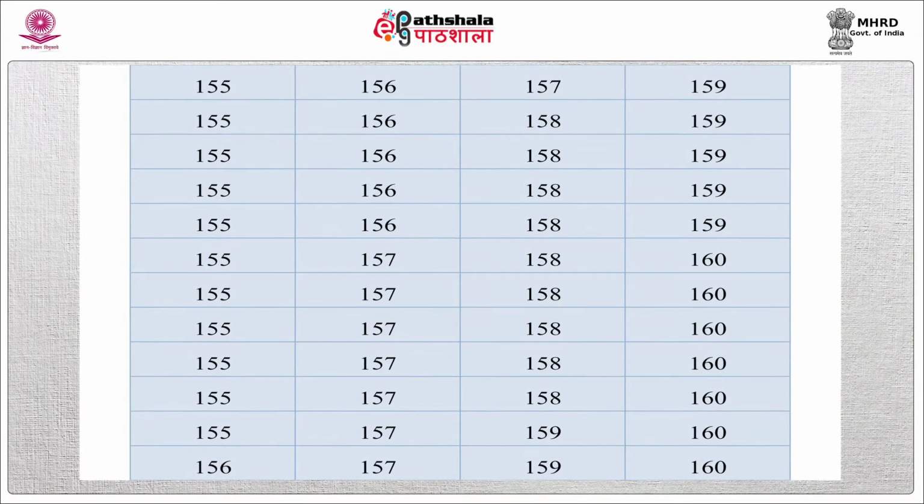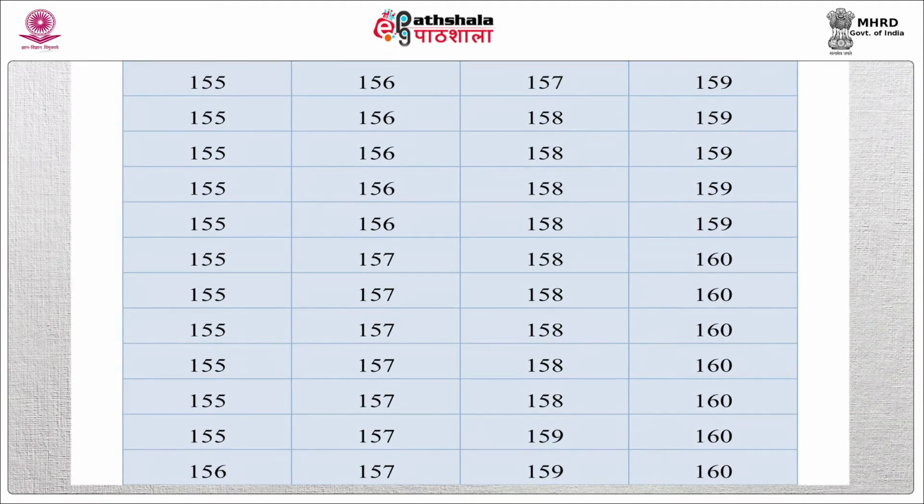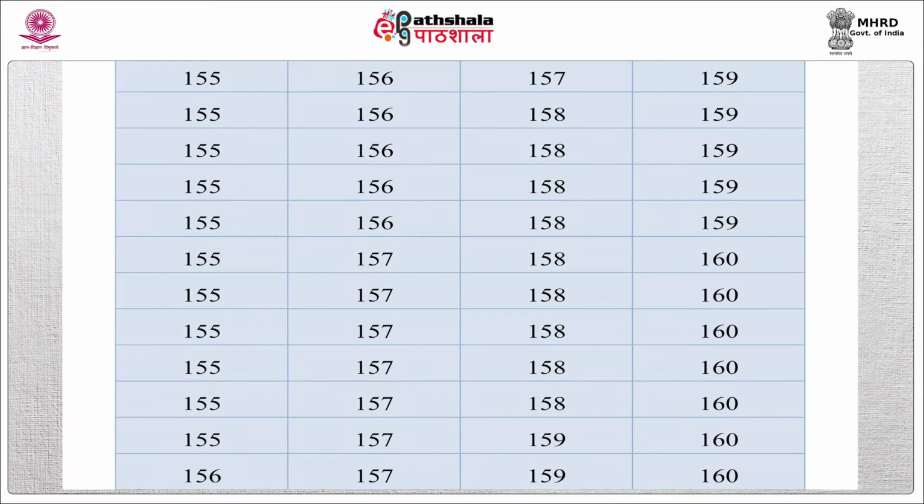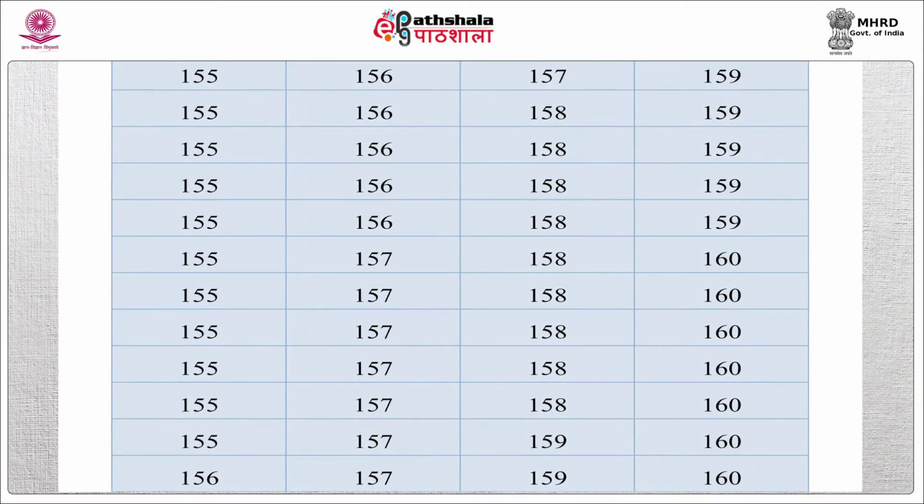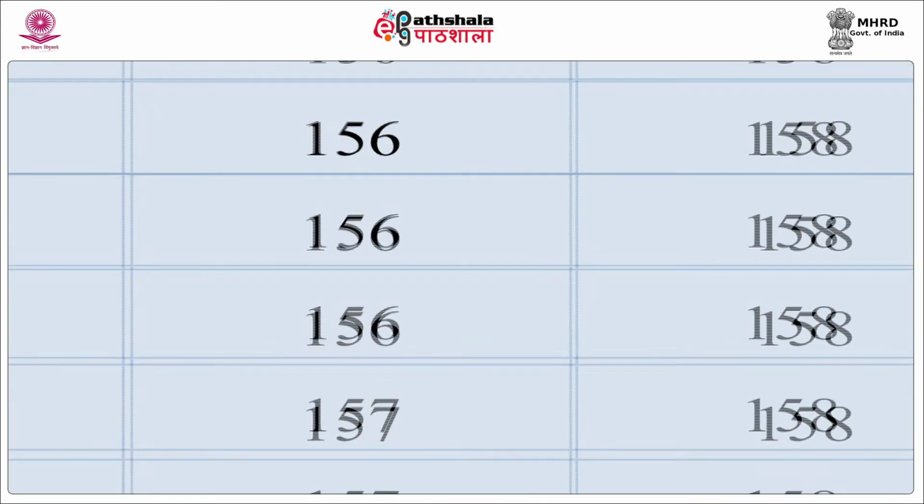Now, as you can see, this table contains the data of only those 48 students that were present in the previous table. But in this case, it is in increasing order. So, it becomes easier to analyze.